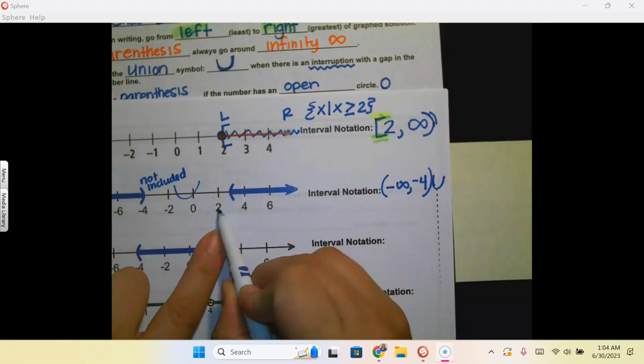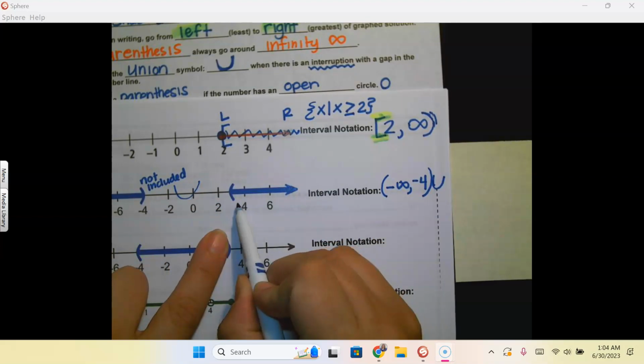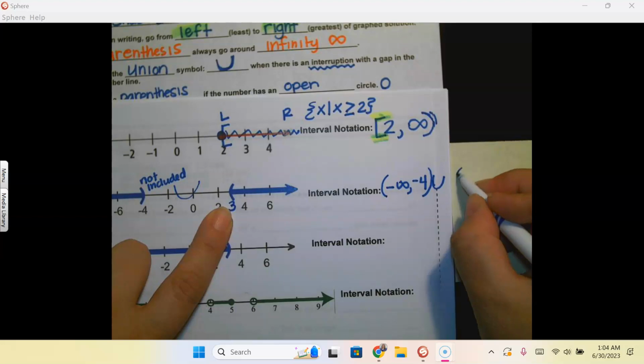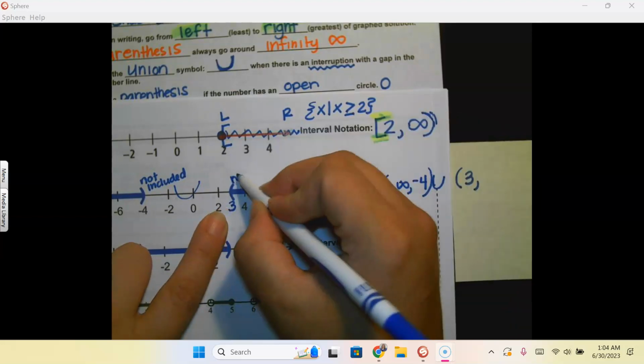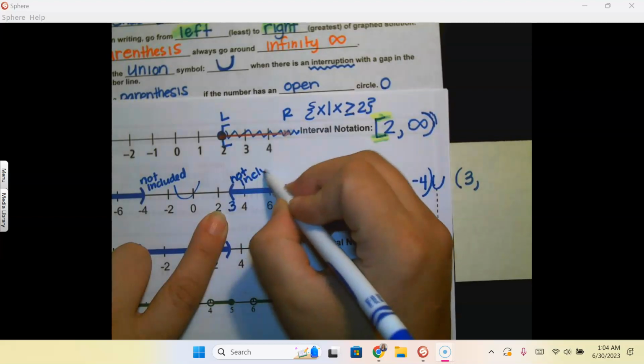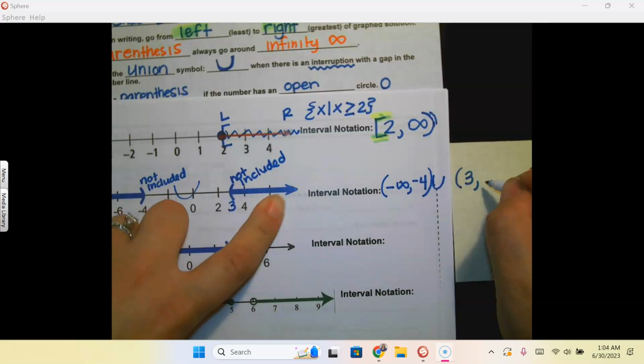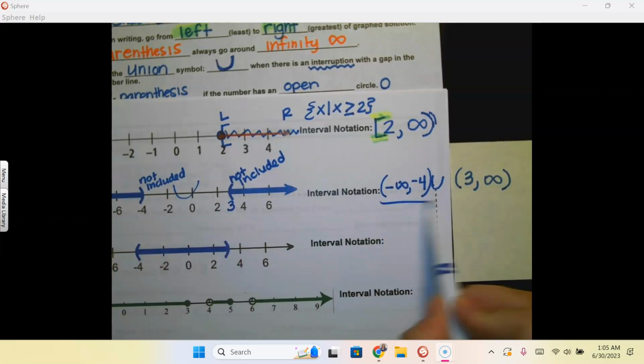And then right here, this is a 2 and this is a 4, so we're going to assume this is a 3 right here. So then it keeps going, and I'm going to put a parenthesis and a 3 because this is not included. And then as we go to the right, it keeps going and going and going, and we always put parentheses around infinity. So this whole thing is our solution.